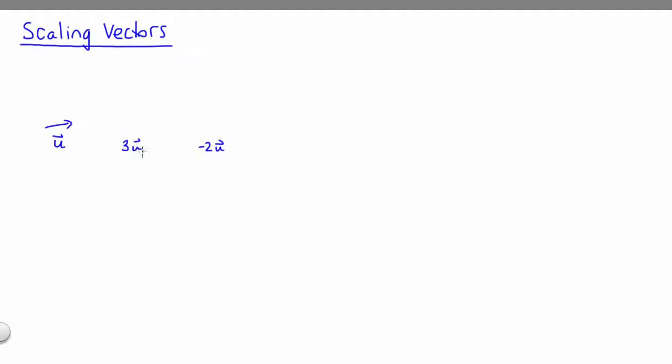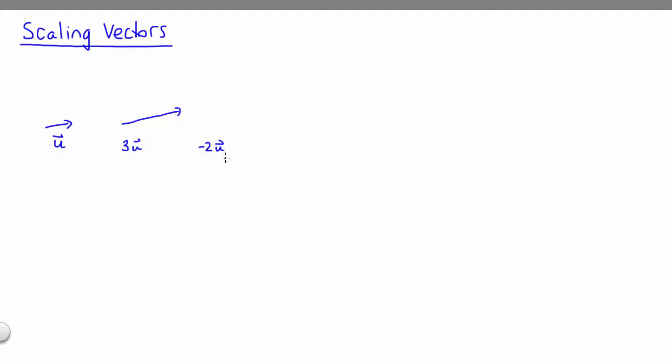Well, 3u is going to be 3 times the length of u in the same direction. So I would say that would look roughly like this. It should be exactly 3 times the length of the original vector u here in the same direction.